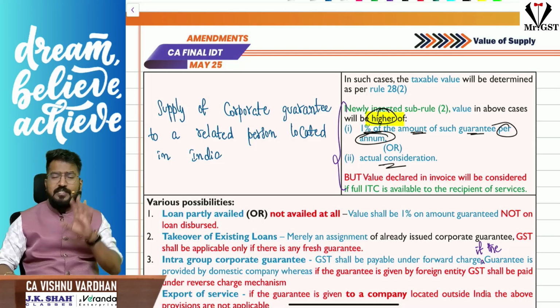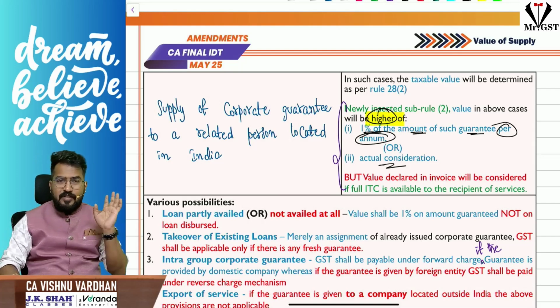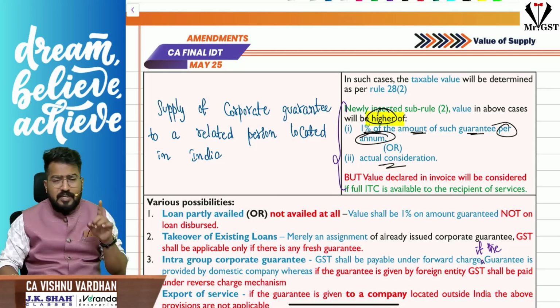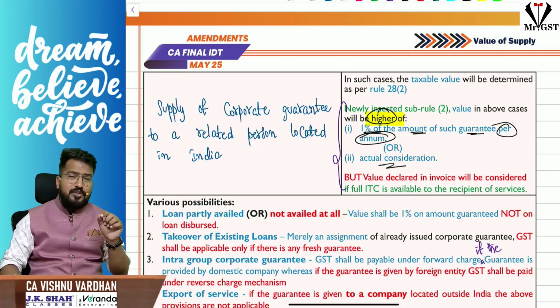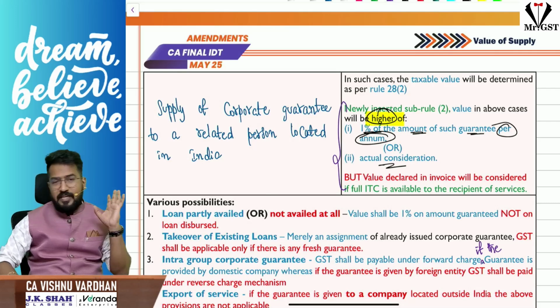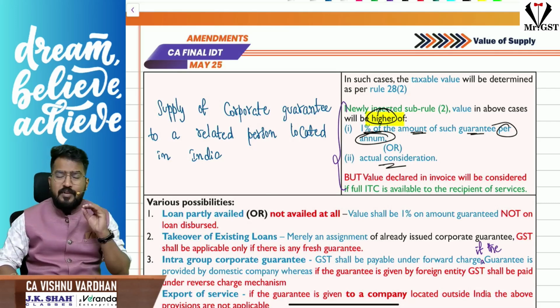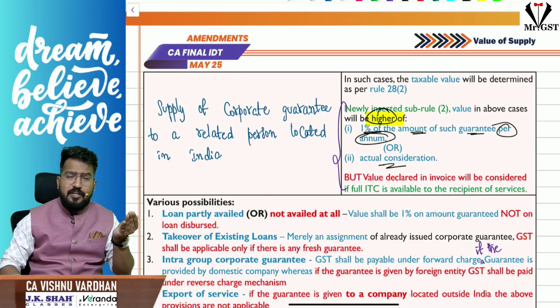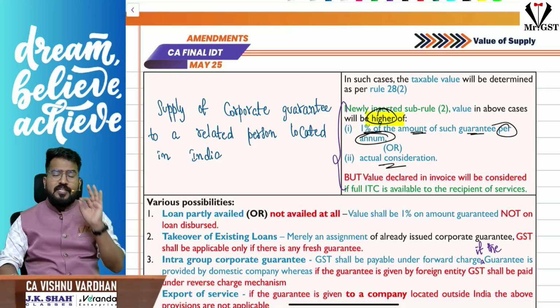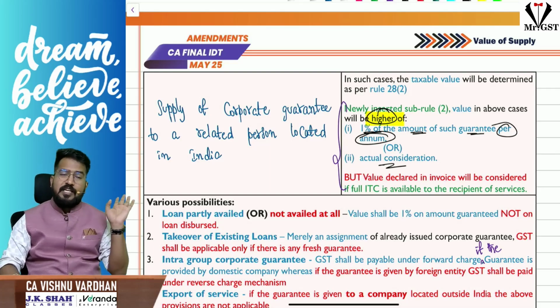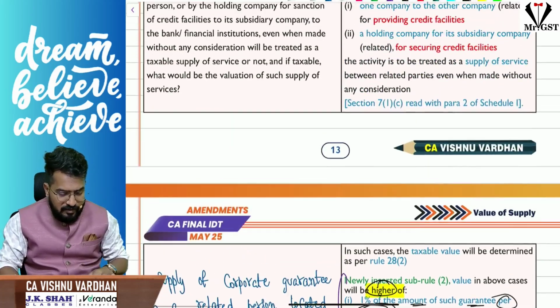The value of supply is 1% of the guarantee given, or the actual consideration. So 1% of the amount of such guarantee given per annum, or the actual consideration, whichever is higher, will be taken. Now another interesting thing is, if the recipient who is taking the guarantee is eligible for 100% ITC, whatever consideration they are charging will itself be taken as the value of supply. I will simplify it further with an example.